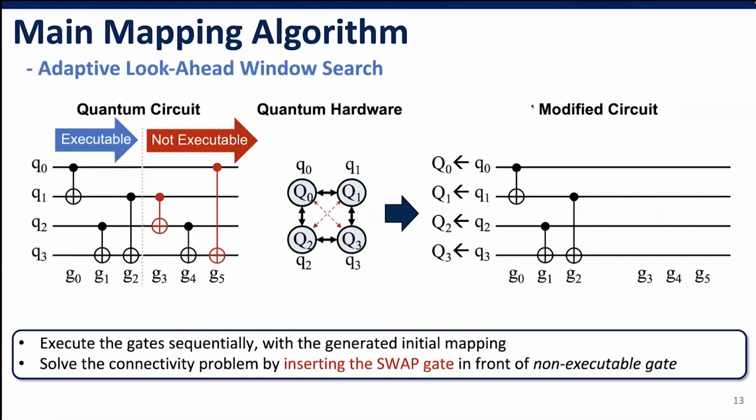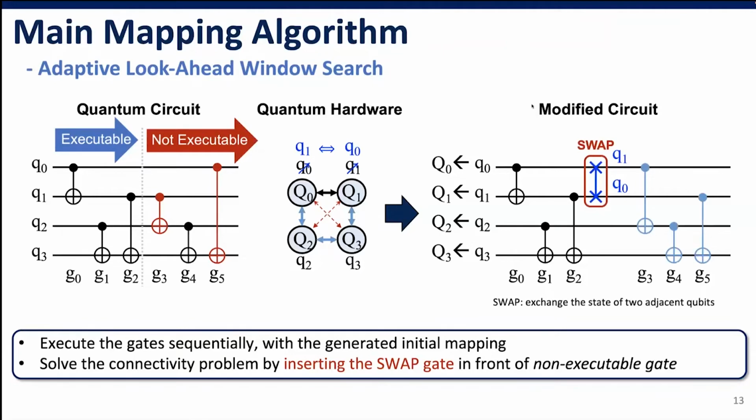The next step of our method is main mapping. When we execute the gates sequentially with the generated initial mapping, we solve the connectivity problem by inserting the swap gate. Here, adding swap gates can exchange the state of two adjacent qubits. Then, these three gates can be executed with the updated logical to physical mapping.